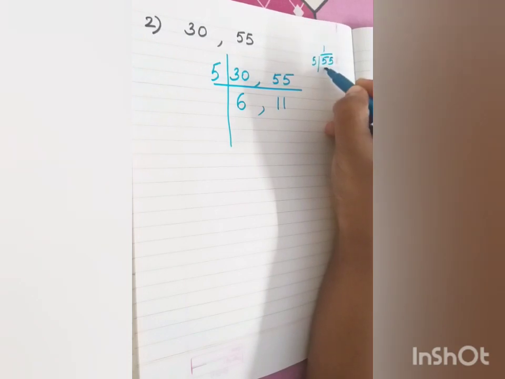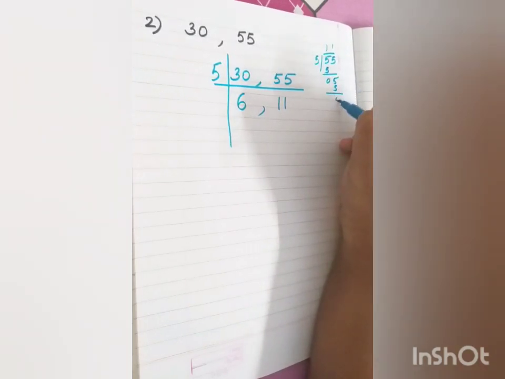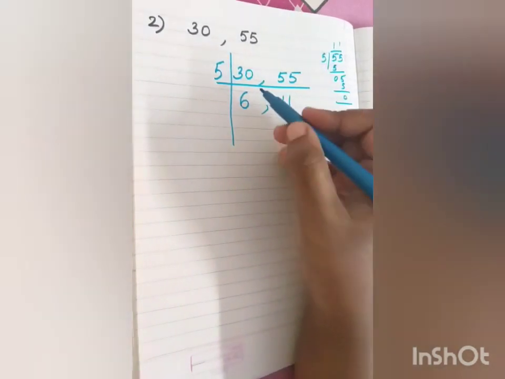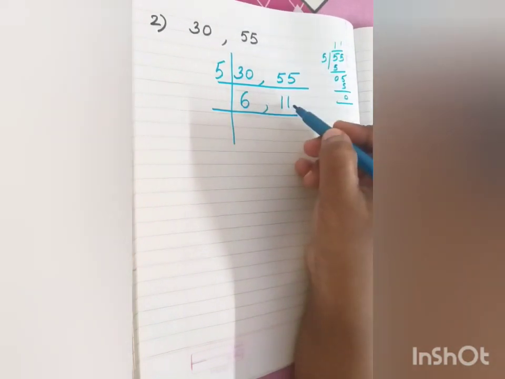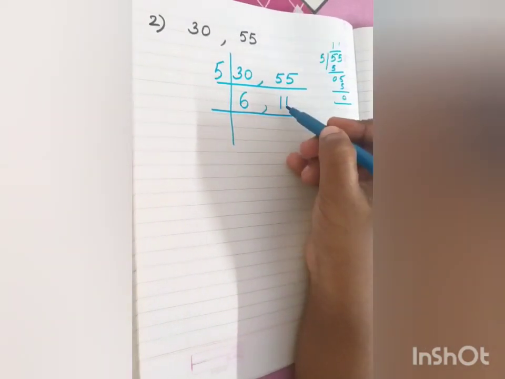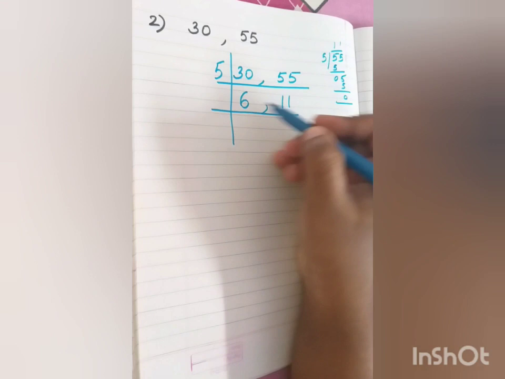If you don't know the table, you can divide and check. 5 1s are 5. So we got 11. So this is how we got 11. Now next we have 6 and 11. Here 11 is a prime number, so we'll take 11 itself first.